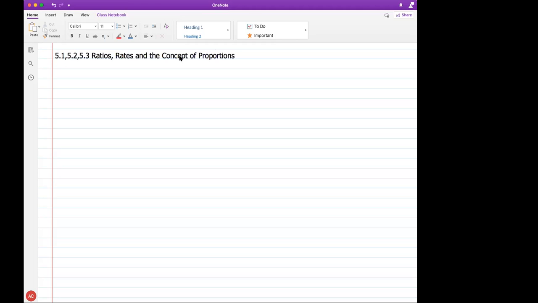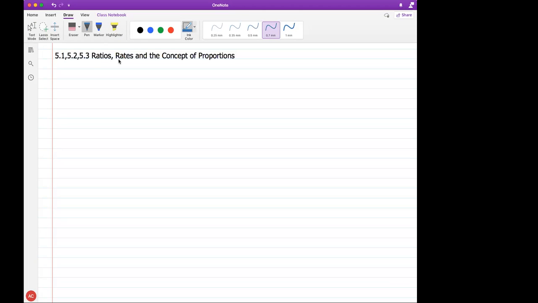Right. So today's lesson is about ratios, rates, and proportions. So we're going to see what every one of those is, and also see how to use them to solve some problems with missing quantities. So let's go ahead and start with the ratios.